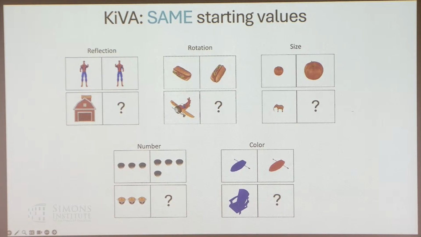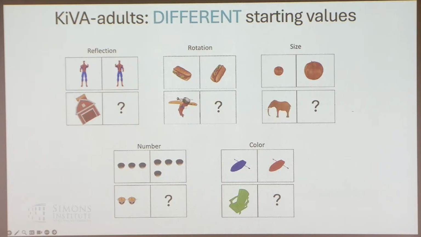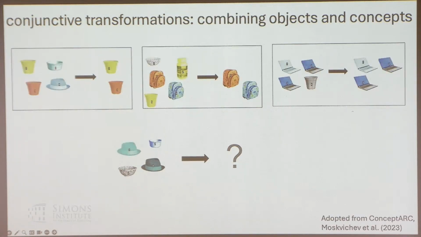But then we also created this other dataset, which is called KiVA adults, that has different starting values. So I might show you 3 objects at training and then ask you how 2 objects are going to change at test. And we found that this is something that 3- and 4-year-olds cannot do, but adults are still really robust at doing. So if models could solve the kid task, maybe they can then move on to solve the adult task. And then the other layer to it would be to add conjunctive transformations, so combining objects and concepts in this kind of manner.